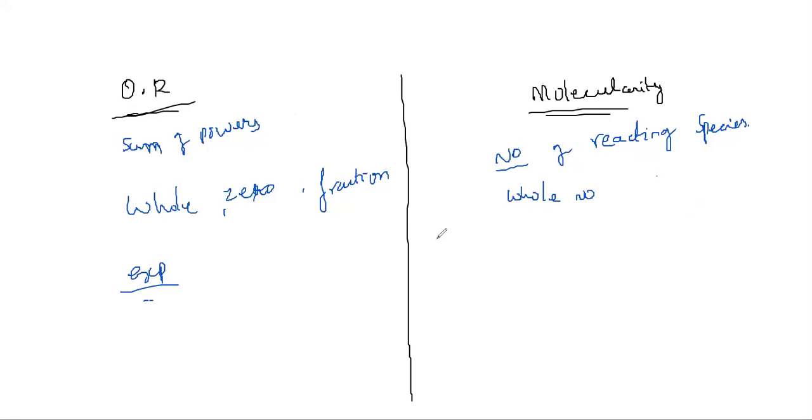Okay, but for an elementary reaction, molecularity is always theoretical. So these are the differences between order of the reaction and molecularity of the reaction. Very important: you must know the differences between order of the reaction and molecularity of the reaction.